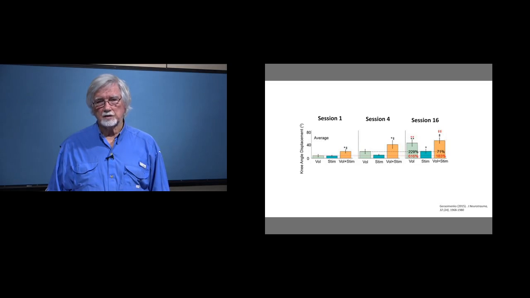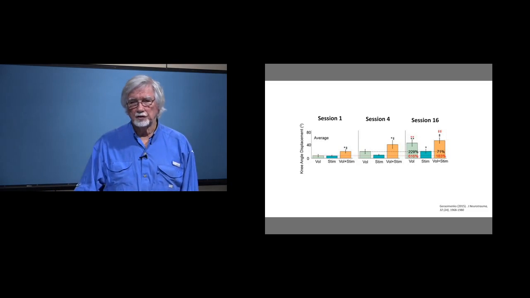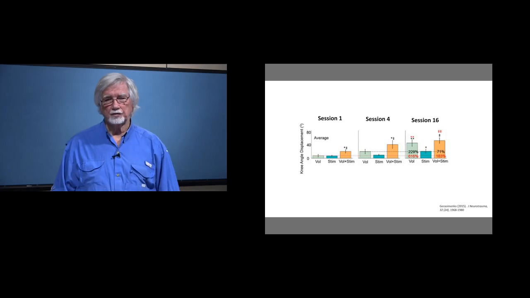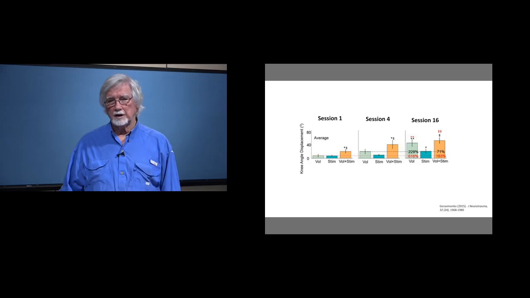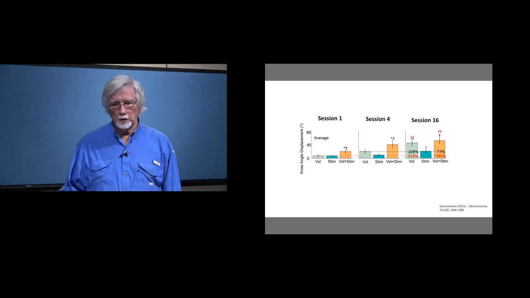But on the fifth session, what you see that's really encouraging is that with voluntary influence alone, the amount of movement that they could generate is not significantly different from that combined with stimulation. So this tells us that there must have been significant reorganization of both the supraspinal and spinal networks that's allowing this to happen. And this occurred with approximately one hour of treatment once a week for 18 weeks.